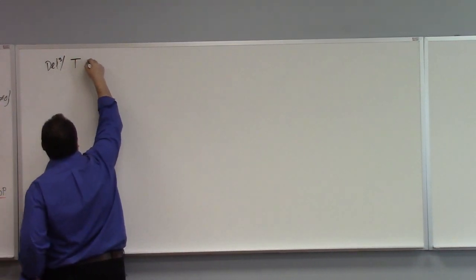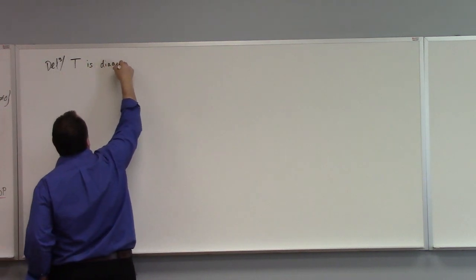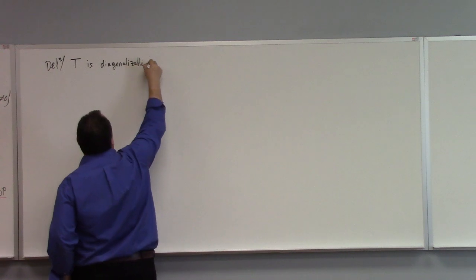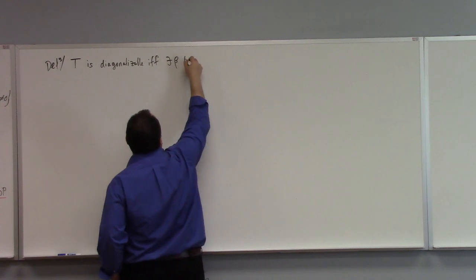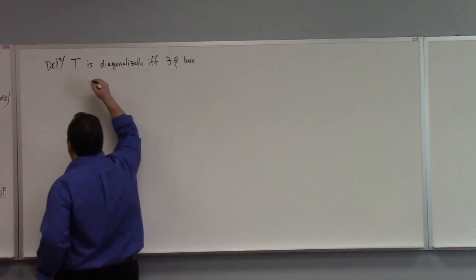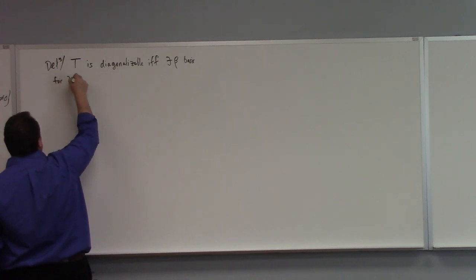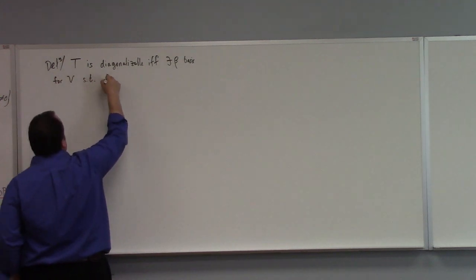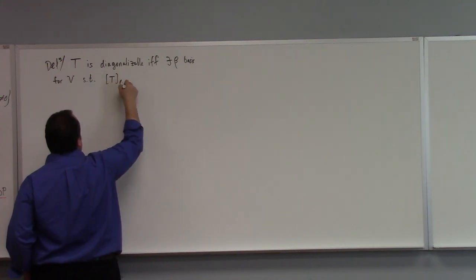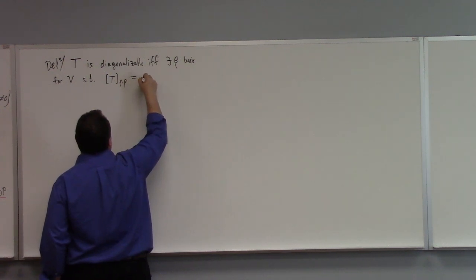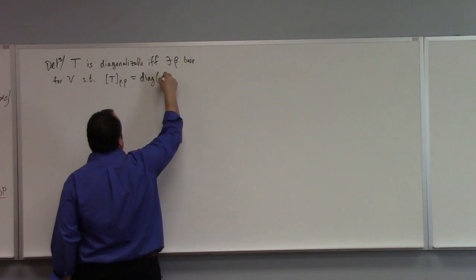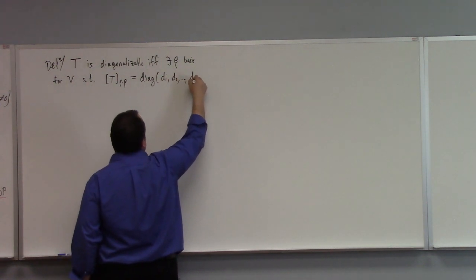T is diagonalizable if and only if there exists a basis beta for V such that the matrix of T with respect to basis beta is diagonal. So I guess I could write it diag(D1, D2, ..., Dn). It's a diagonal matrix, right?